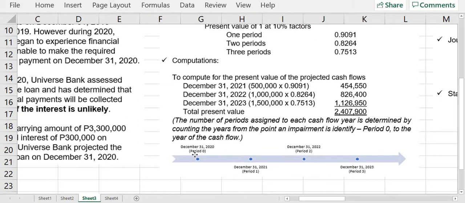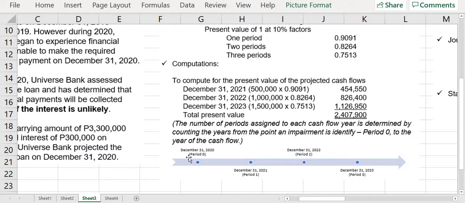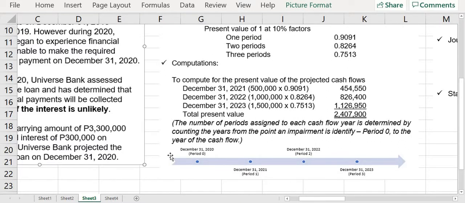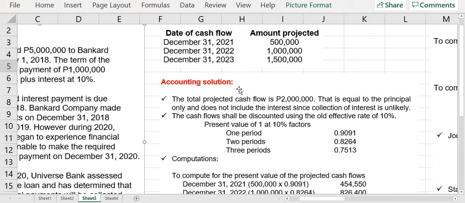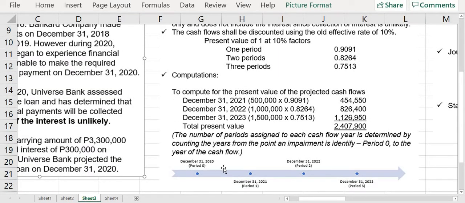Ayan. So, si period 0 here, ito yung date, no, na inestimate natin or ni-reassess ni bank yung collectibility ng loan. Di ba, nag-assess siya during 2020, so that's December 31, 2020. Yan yung magiging period 0. From that date to the first principal collection, di ba? The first principal collection is December 31, 2021. That's one, ano yan, sa 1 year. Okay? 1 year or 1 period.